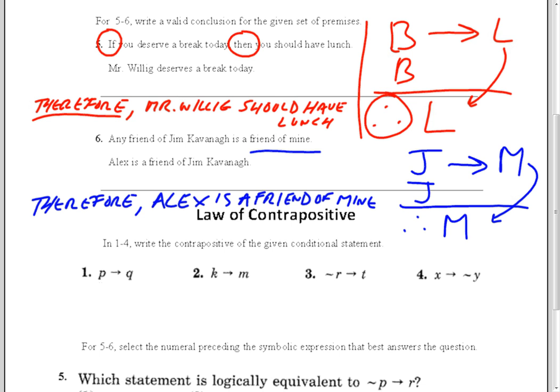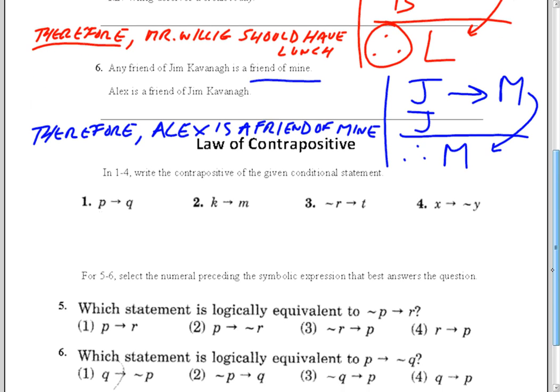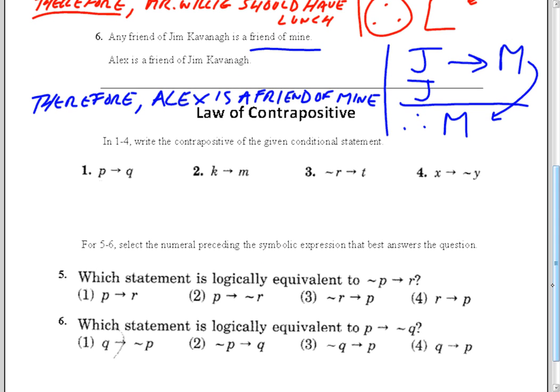What is premise? Premise is a given statement that you're assuming to be absolutely true. And that's how it would look symbolically.